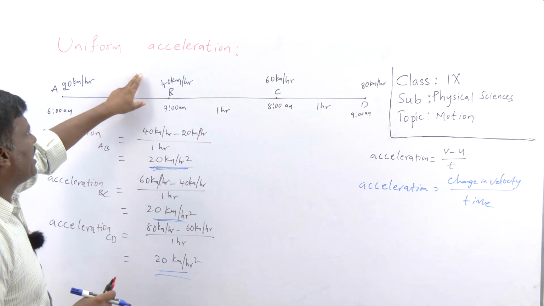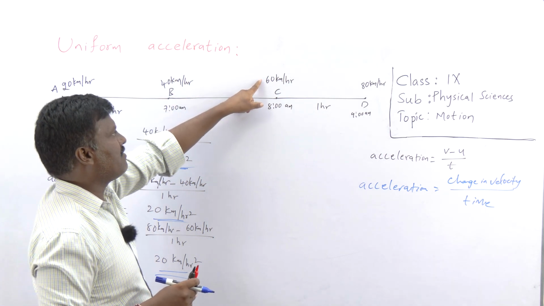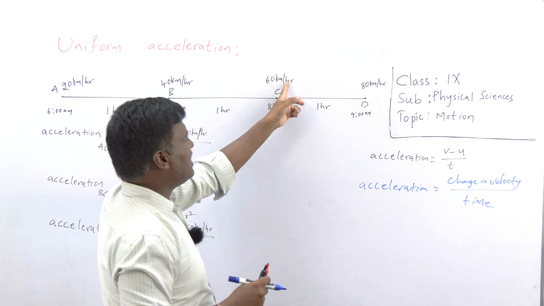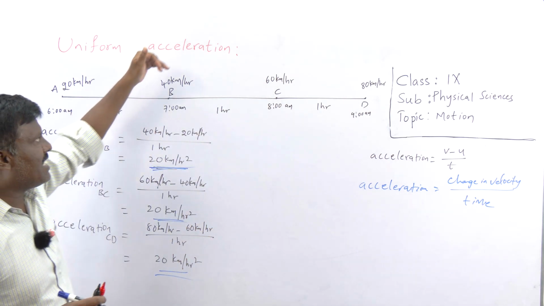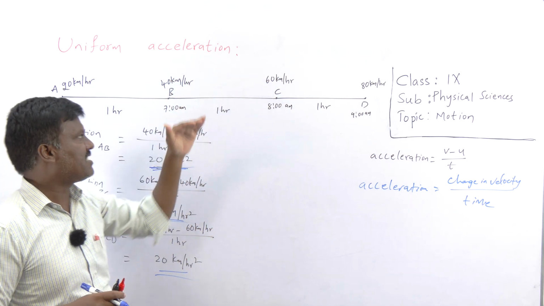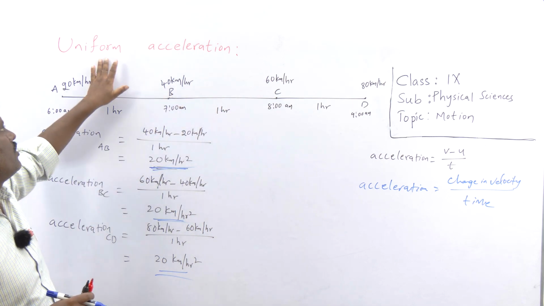So 20 kilometer per hour increased in the first 1 hour, 20 kilometer per hour increased in the next 1 hour, 20 kilometer per hour increased in the last 1 hour. So equal velocity changes take place in equal intervals of time, then it is called uniform acceleration.